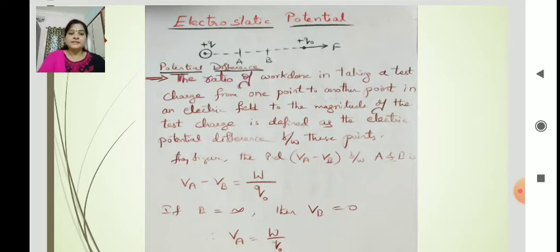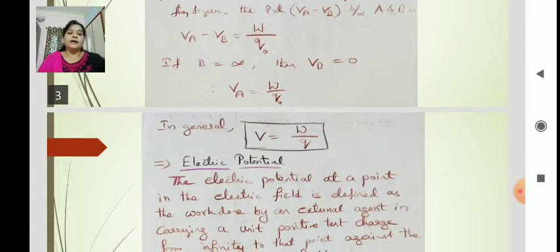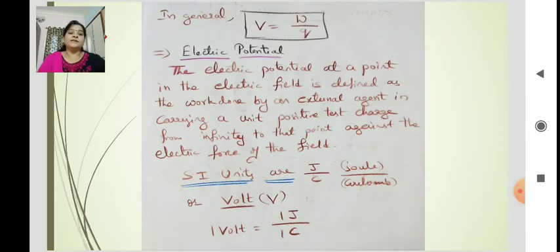If B is at infinity, so the point B is at an infinite distance, then in order to bring this charge from infinity to point A, some work is to be done. The potential is defined here as VA is equal to W by Q naught. In general, I can say that the potential V is equal to W by Q.